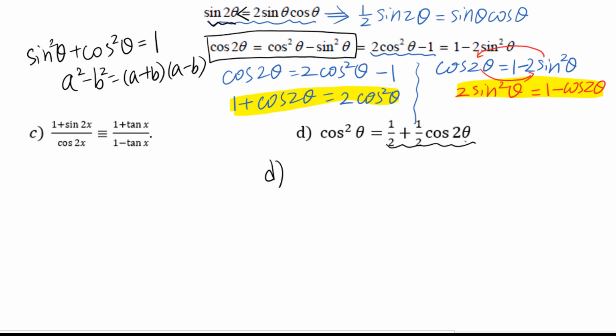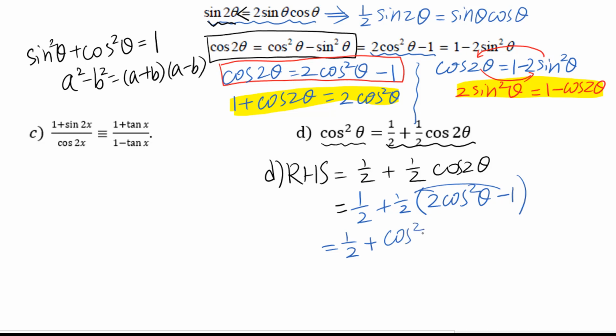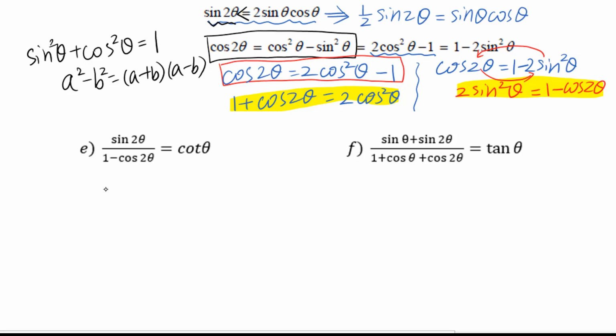Still, we get started from here. So we will do the right hand side, which equals 1/2 plus 1/2 cosine 2 theta. Just to check the left side, we have cosine square theta. Therefore, we are going to use this formula. So you have 1/2 plus 1/2 cosine 2 theta, we will change into 2 cosine square theta minus 1. Then simplify: 1/2 plus, by the distributive property, cosine square theta minus 1/2. So you get cosine square theta, which is the left hand side. Let's go to E.